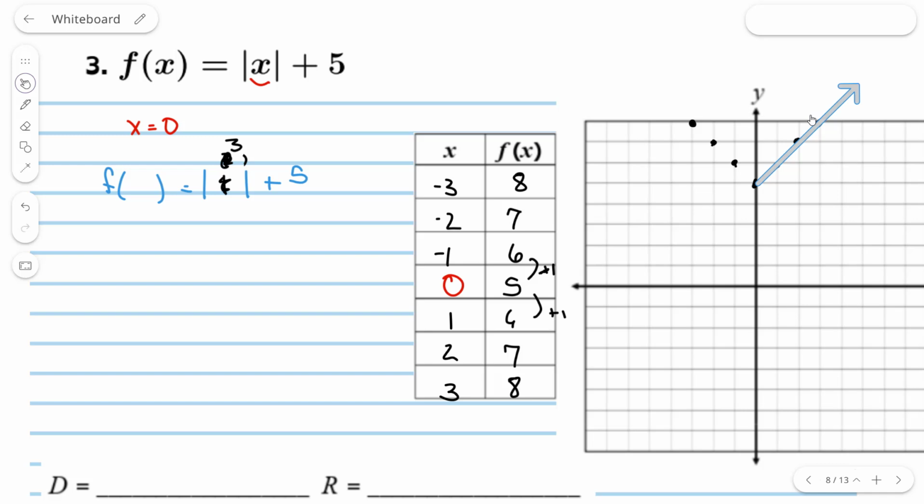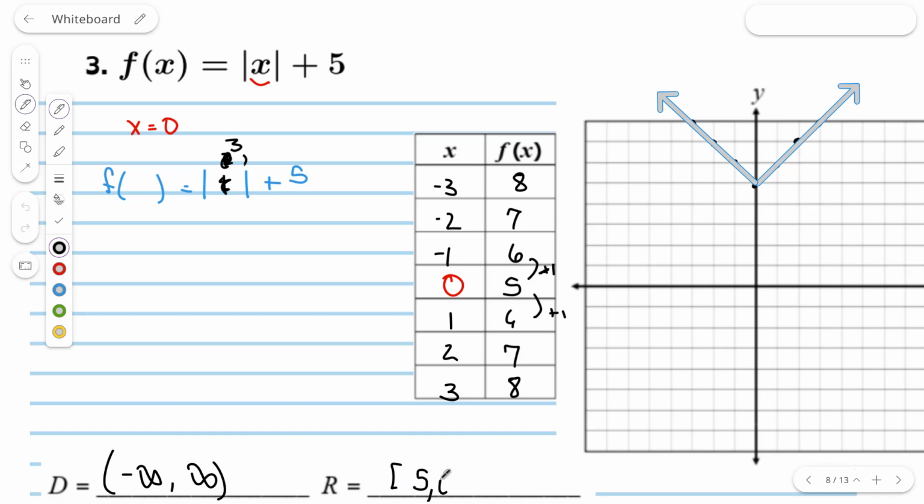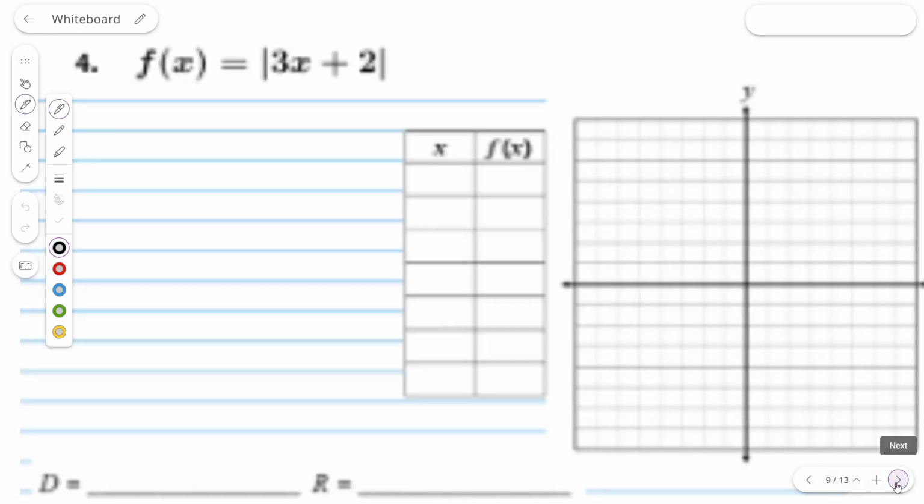So going to the right goes up, going to the left, we go up the other way. So again, I'm not changing my domain. My domain is staying the same. But I did change where I stopped at, so my lowest value is a 5 this time, and I go all the way up to positive infinity.